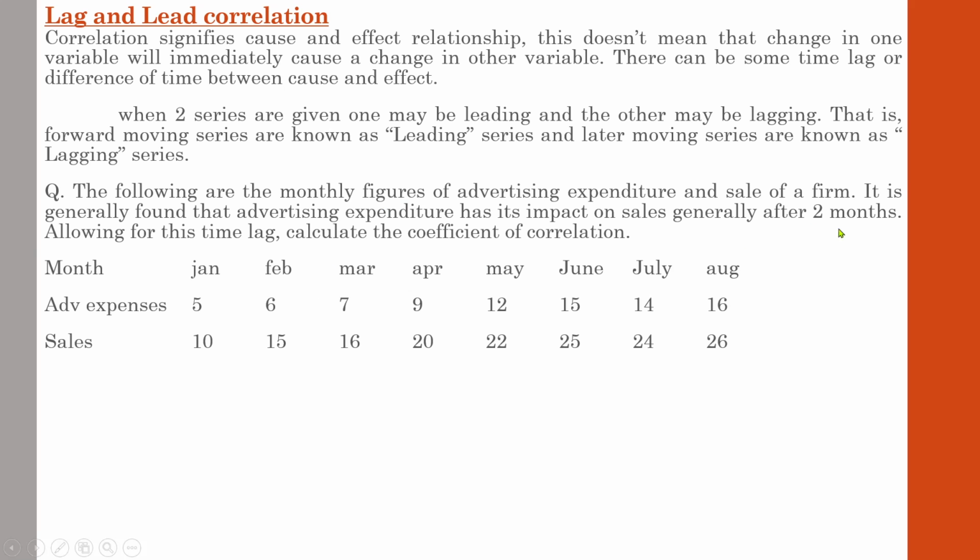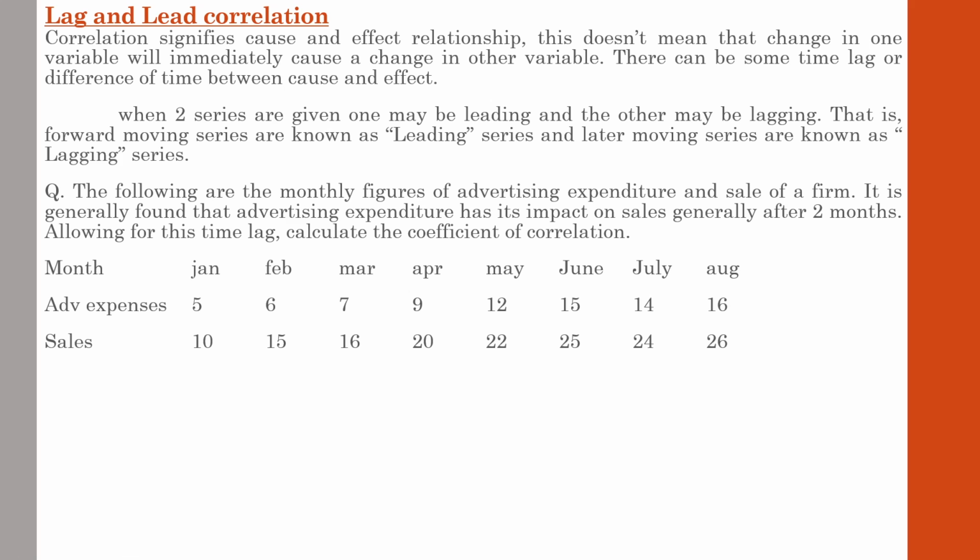So I hope you understand how to find the relationship between two values. Depending upon the details given in the question, you will be leaving those differences. Here it is said that there was a 2 months lag. So here 1, 2, after that March. See, here the 5 is connected with 16. Likewise, 6 is connected with 20. 7 is connected with 22.